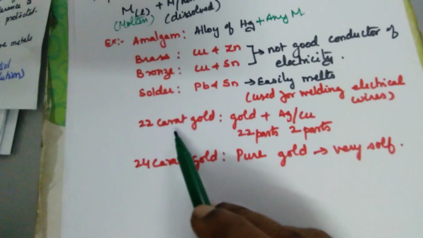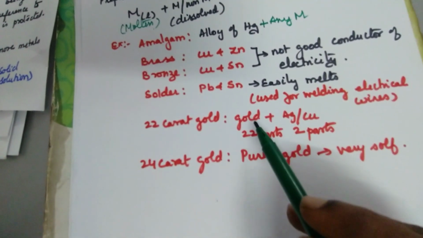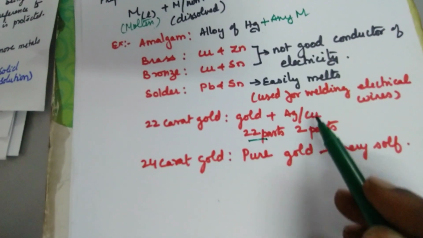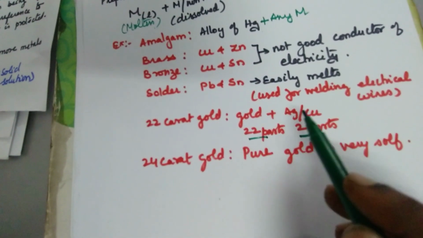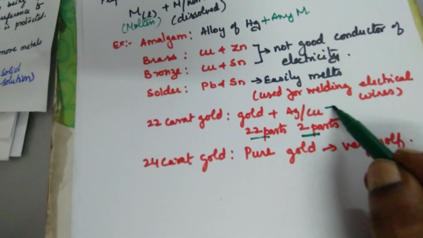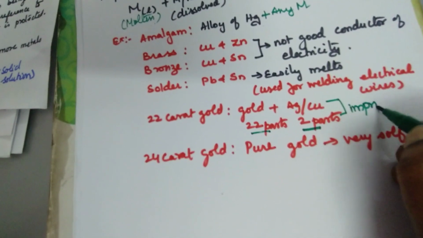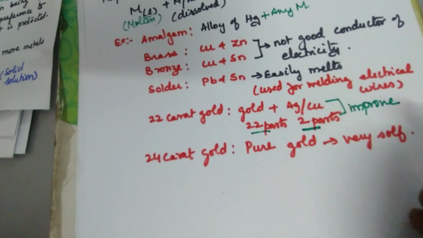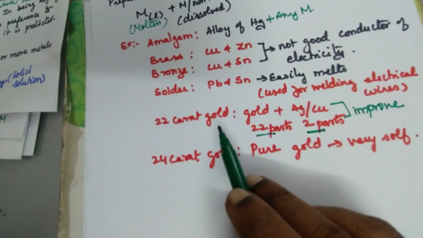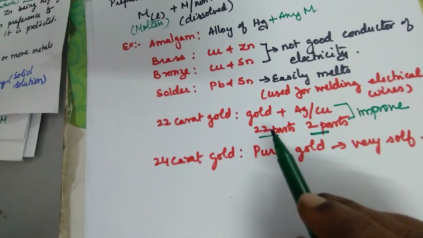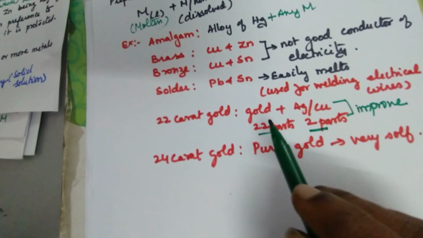And we have gold. 22 karat gold consists of 22 parts of gold and 2 parts of copper or silver. Why is this copper or silver added? To improve the strength of gold. Only after adding silver or copper to the gold does it get strengthened, and we can use it for making jewelry, and that jewelry will be stronger.